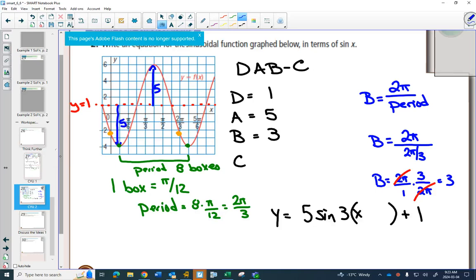So can I find a point on my graph in the middle going up? Yes, right here is in the middle going up. I'll label that one in green. Can you see that that one is 3 boxes to the right? So how do I shift to the right? I would have a minus, and in each box is pi over 12. So 3 boxes would be 3 pi over 12. You could reduce that to pi over 4 if you liked, but you could leave it as minus 3 pi over 12.